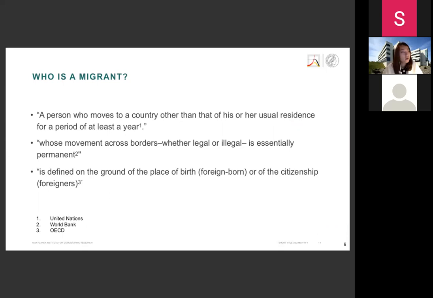OECD, on the other hand, tells us that it can be defined on the ground of the place of birth or of the citizenship. These definitions can be further broken down in terms of time, whether it is for permanent or temporary, and on how we define usual place of residence.